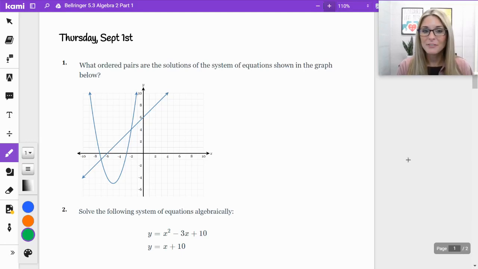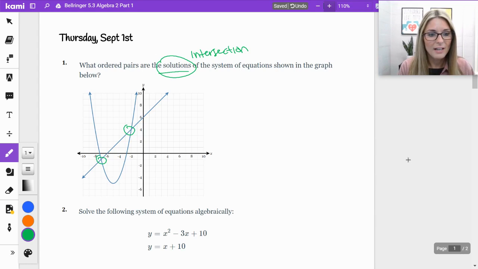Let's go over this bell ringer for today. Number one, what ordered pairs are the solutions of the system of equations shown in the graph below? The solutions to our systems are those intersection points. So let's just go to our graph and see where our parabola and our linear line are intersecting.